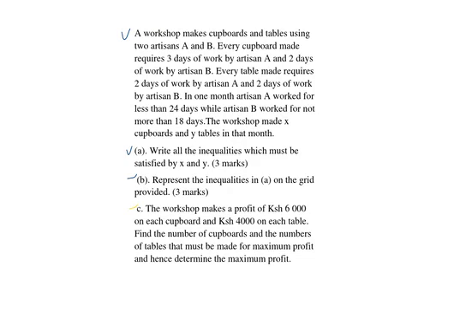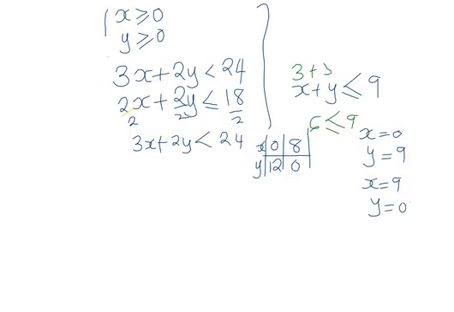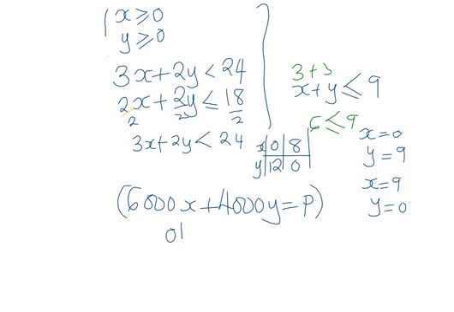So we have 6,000 multiplied by x, which is the number of cupboards, plus 4,000 multiplied by y, which is the number of tables, is equal to p, and p is our maximum profit. This function here is called the objective function.